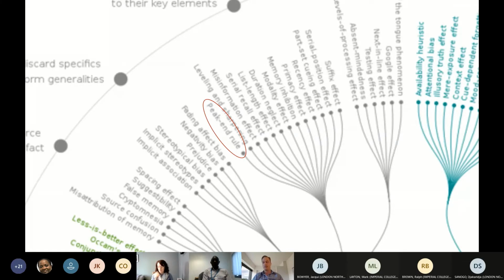And so this can apply to both positive and negative events. It could be the way you remember your vacation, but also it could be how you remember painful experiences.